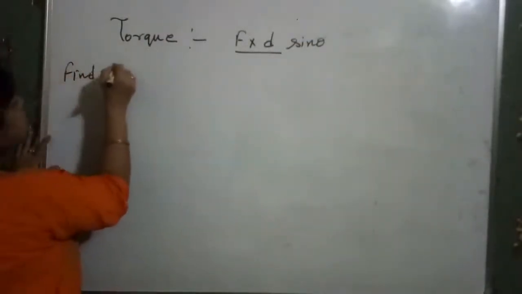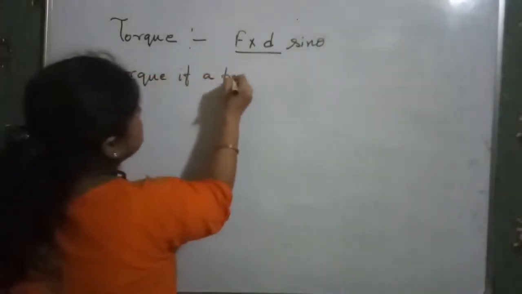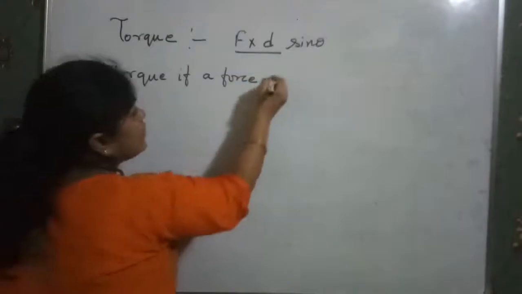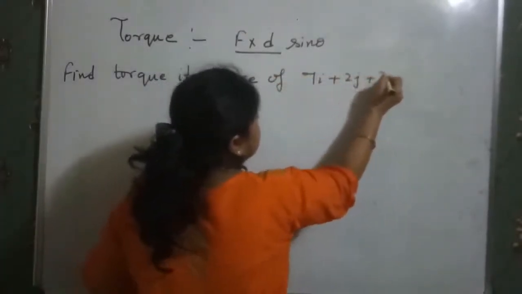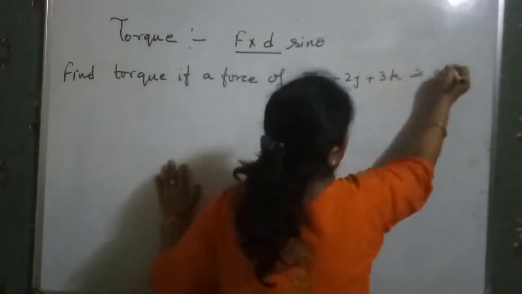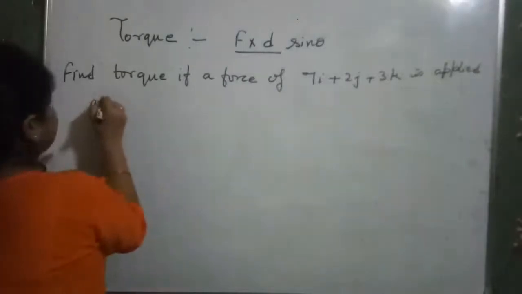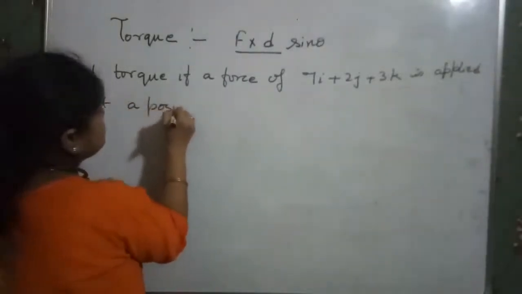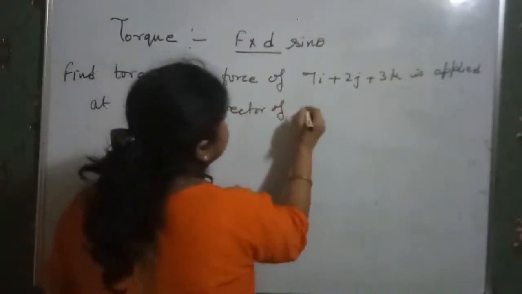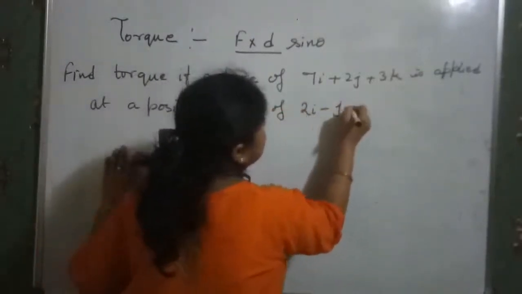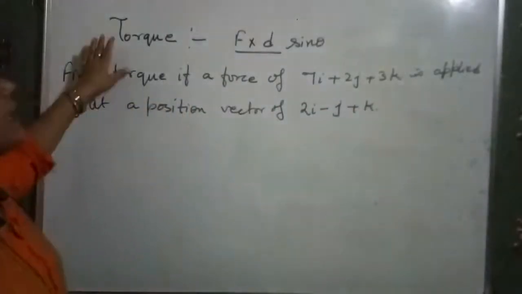Find the torque if a force of 7i plus 2j plus 3k is applied at a position vector of 2i minus j plus k. Okay, in this way if the question is given and we have to find the torque.